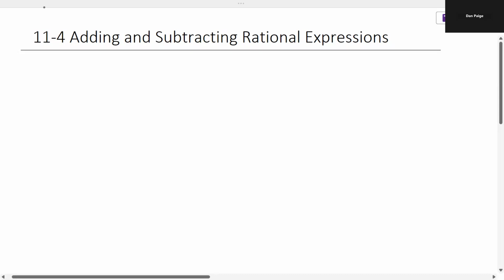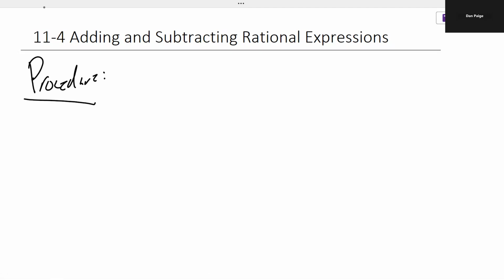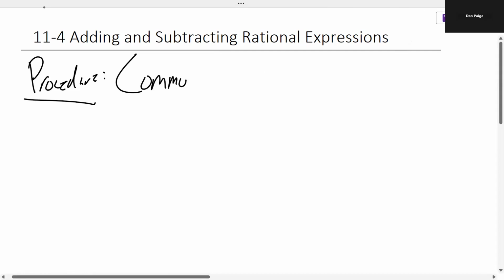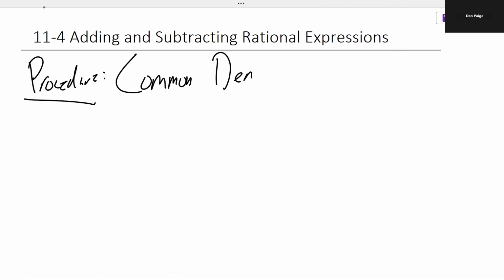Let's talk about our procedure. What's the procedure for adding and subtracting fractions? In this case, they say rational expressions. Remember, that's just a fancy algebra fraction. What's the procedure? Common denominators, yes. You guys know that. Common denominators.